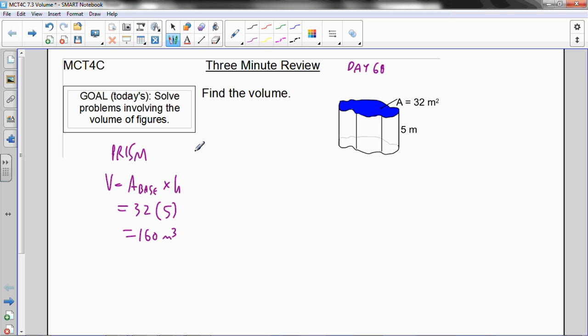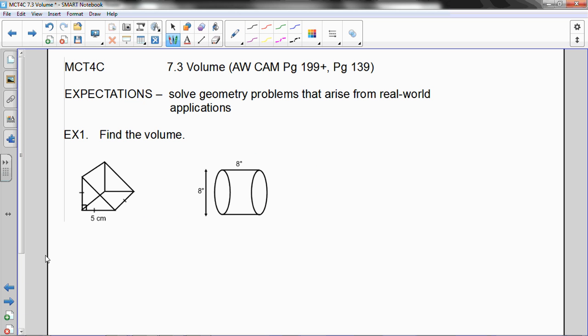Now, that's for a prism, right? A prism has two opposite and parallel faces. What about a pyramid? Well, very similar, but essentially we take the area of the base, whatever happens to be on the base, remember it comes to a point because it's a pyramid, times the height, and then we divide by 3. That's the formula for the volume of a pyramid. And we're solving these types of problems today. And so here we go.